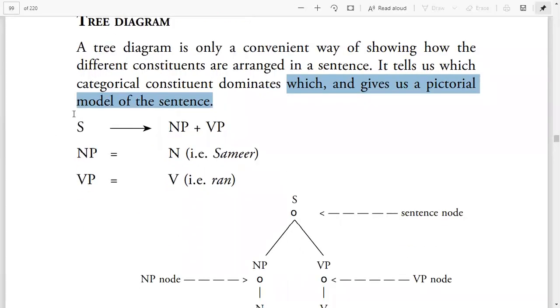For example, here the sentence is noun phrase plus verb phrase. Noun phrase is noun, that is Samir in this sentence, and in this sentence verb phrase is only ran. Sorry, yes, verb phrase only ran here.